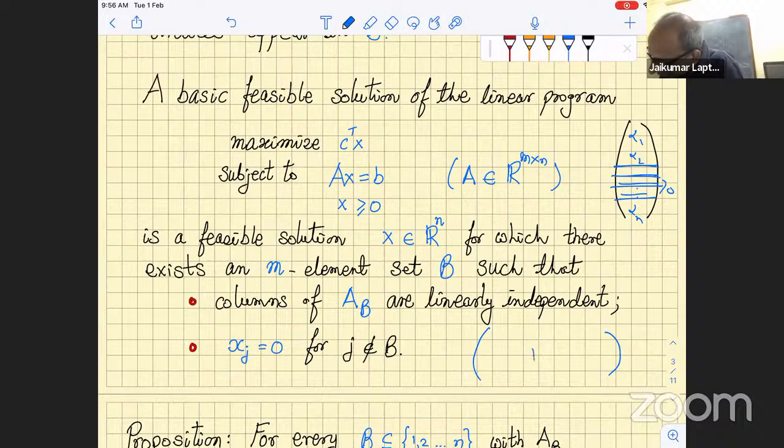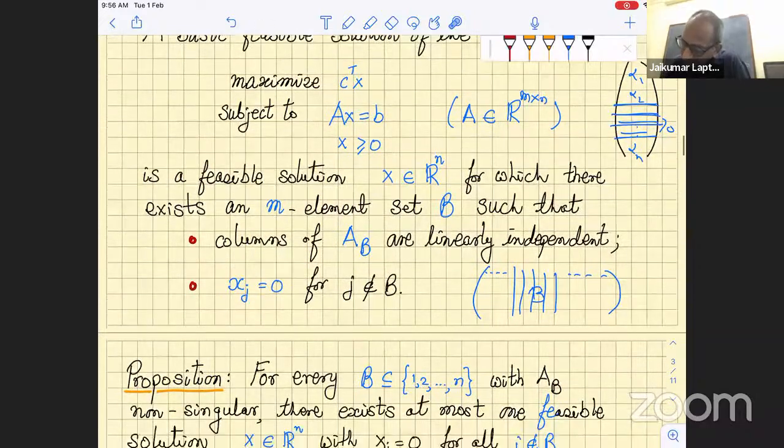Now you take any set B, not necessarily of contiguous columns, set the variables corresponding to the other positions to be 0, and solve this system of equations. If it turns out that all your variables came out to be non-negative, they can be 0, of course, and the other variables you have set to 0, then this particular solution will be called a basic feasible solution. So instead of solving the linear program, you just solve a system of equations to obtain this solution.